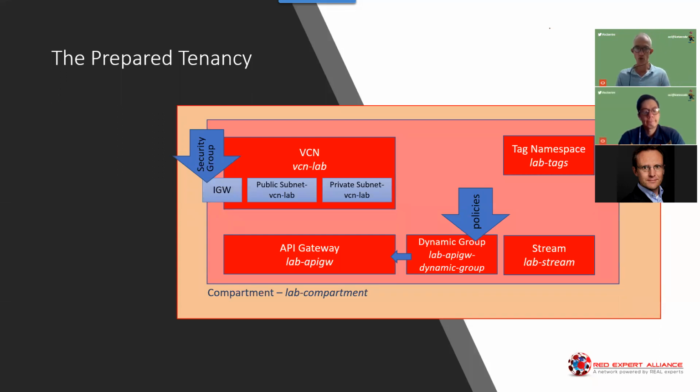Here's an overview. So you will get a compartment called lab compartment. It will contain a virtual cloud network. It will contain a subnet. It will contain an internet gateway. You will have a tag namespace. You will have an API gateway, which we won't be using today. You will have a stream, and you will have a dynamic group. This is all created by the preparation scenario, and it will lay the foundation for all the other hands-on scenarios.